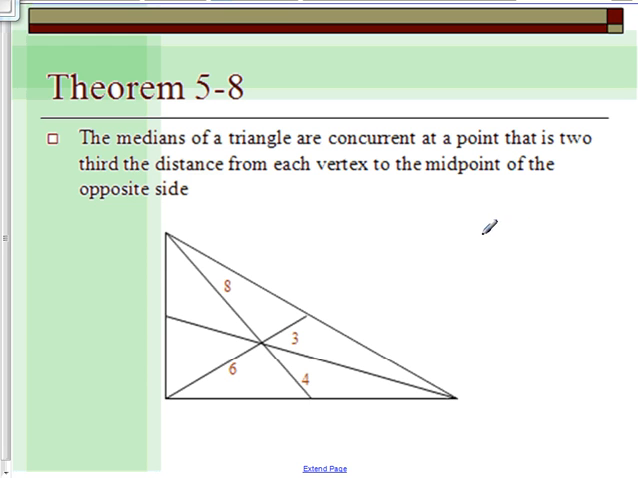So what that means is, as you can see, we have this particular median right here. I'll draw it in, let's just say red, just so we can see it a little bit better. This is our point of concurrency, and we're actually splitting the median into two different sections. We're splitting it into a section that equals 6 and a section that equals 3. Well, if you were to take this entire median, it would equal 9. So what this theorem is stating is that this point is 2/3 of the way from each of the vertices. So this spot is 2/3 of the distance from this spot. It's that easy.